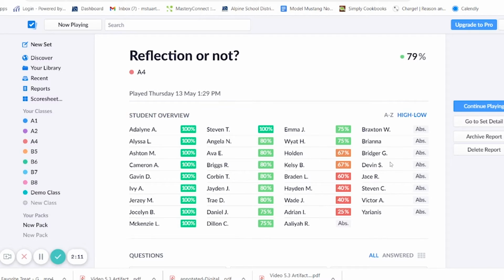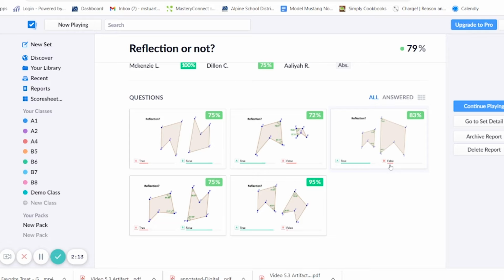They're my low ones. I can also scroll down and look at the questions and see if there was one question we struggled with more than another. So it's really valuable for just that informal, formative assessment that we do as teachers. I love it as exit tickets.